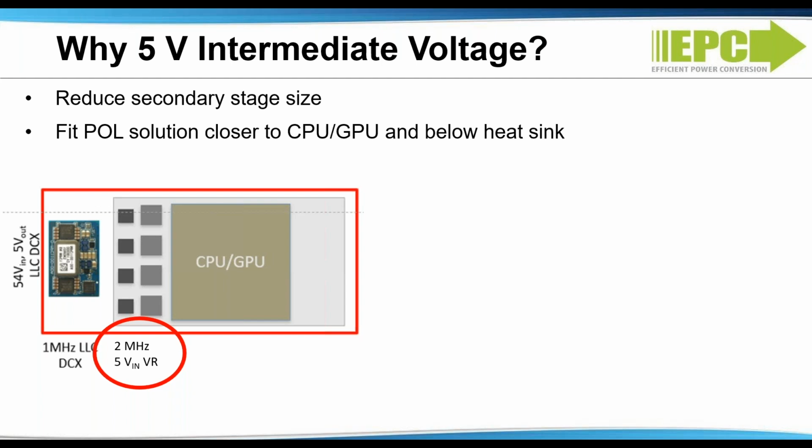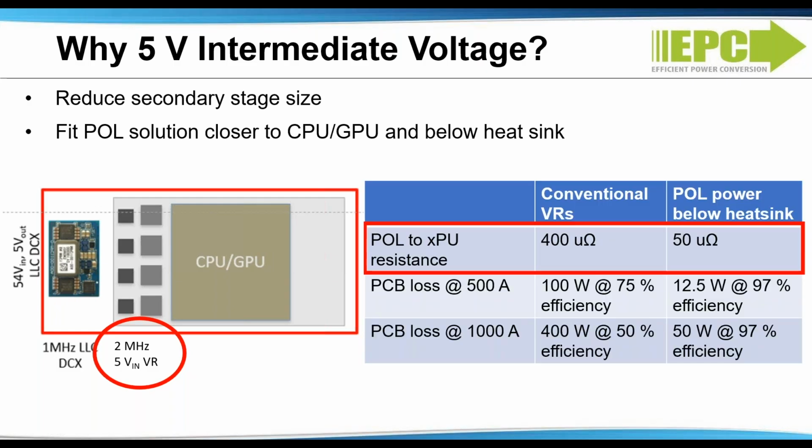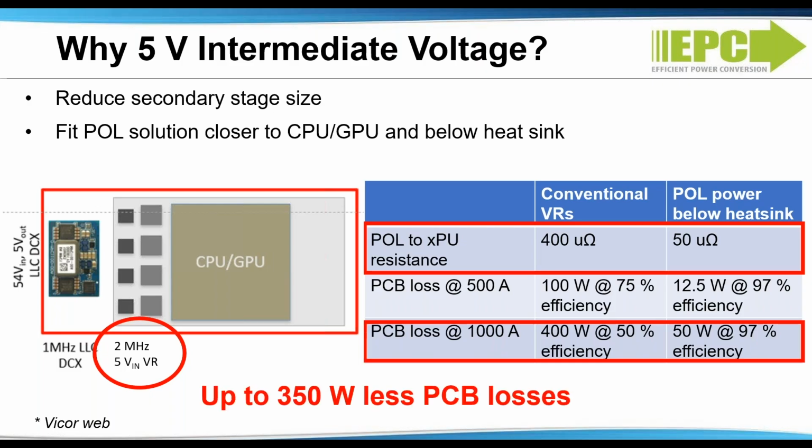This reduction in distance can reduce the resistance between the point of load and the GPU or CPU by as much as 350 microohms. At 1000 amperes, that's a 350 watt reduction in losses.